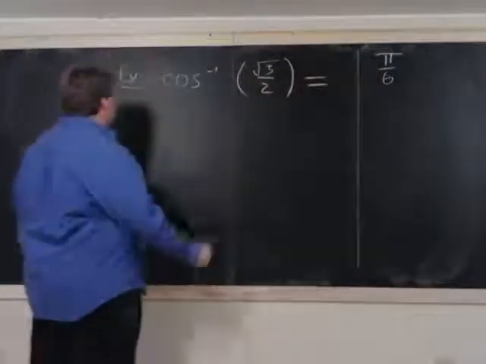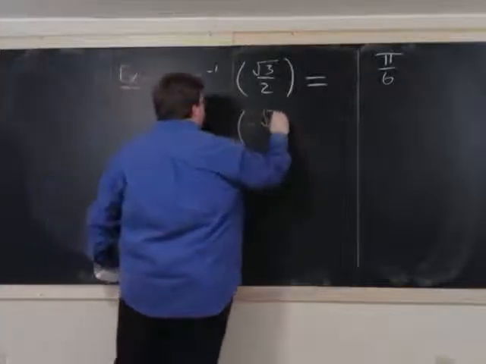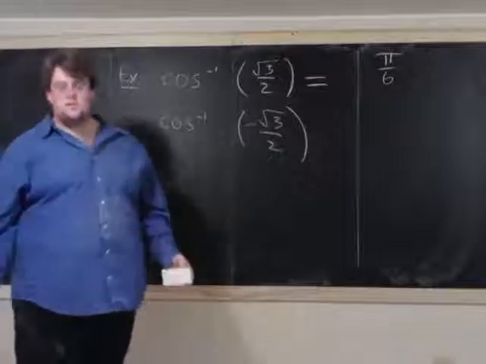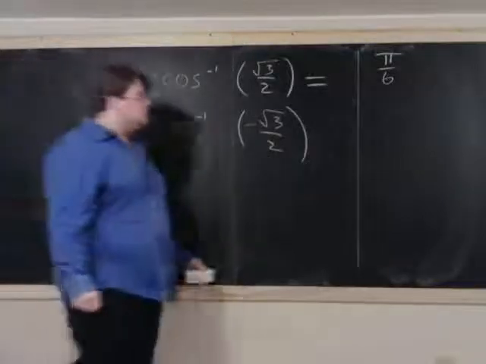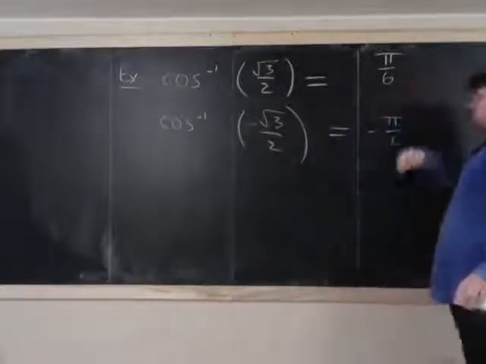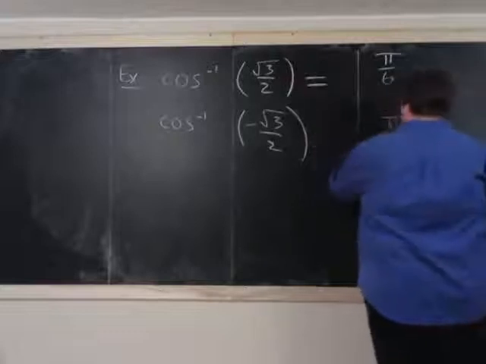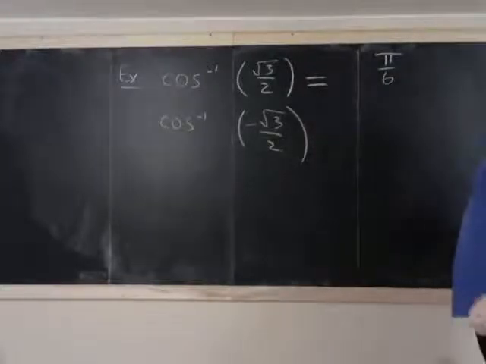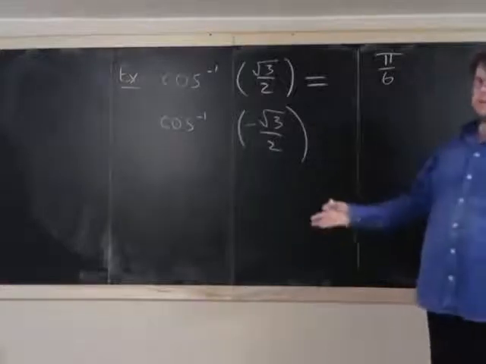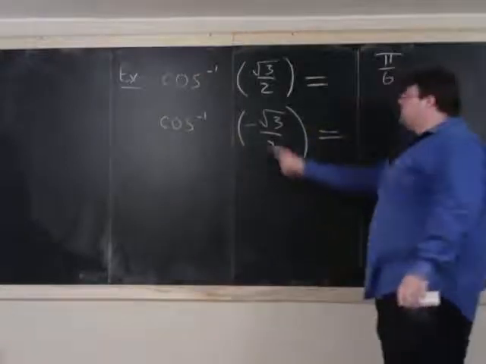So now let's do this example. Now it would be quite convenient if, like sine, this answer were just negative pi over 6. But that's not the case. Why is that not the case? Well, for starters, negative pi over 6 is in quadrant 4. Cosine's positive in quadrant 4. That's not a positive number.